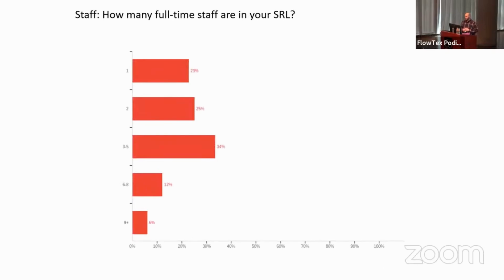So one of the questions we asked the staff members was, how many full-time staff are in your SRL? This was actually really surprising to me. 1 and 2 staffed SRLs made up almost half of the population of people we surveyed. I think when we go to meetings like this, perhaps, or Cyto, you tend to interact with the larger core groups. I think we maybe don't quite realize how many small SRLs there are in the community. But our sweet spot was 3 to 5.